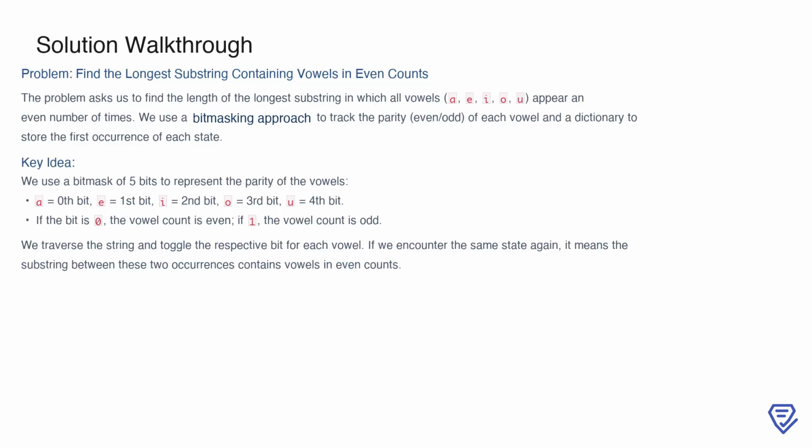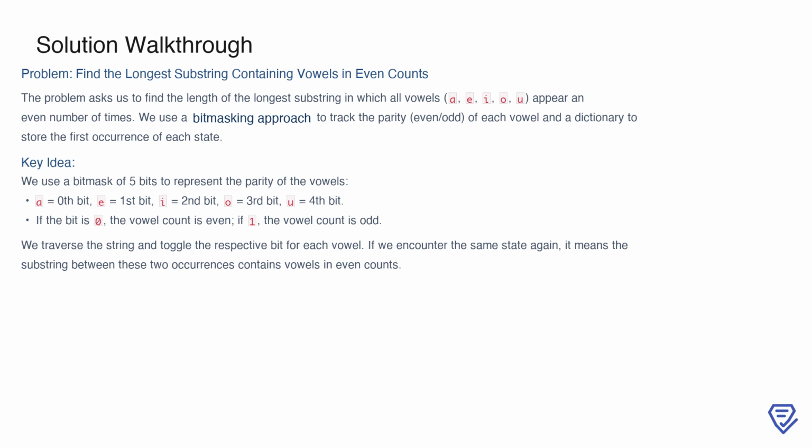to track states. In this problem, we are tasked with finding the length of the longest substring where all vowels a, e, i, o, u appear an even number of times. To solve this, we'll use a bit masking technique that allows us to efficiently track the parity, or evenness, of each vowel as we traverse the string. The key idea is to represent the state of the vowels using a 5-bit binary number, where each bit corresponds to one of the vowels.